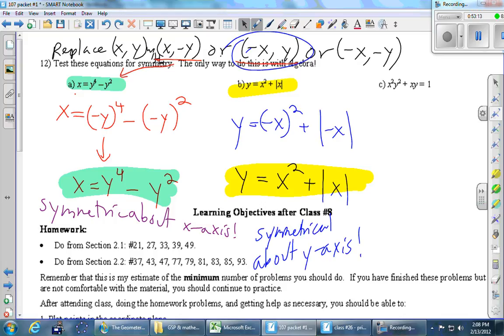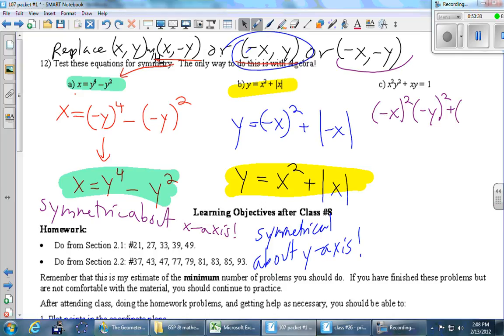So let's try this one. X becomes negative x, y becomes negative y. This x becomes negative x. It is still squared. That y becomes negative y. It is squared. Plus x becomes negative x. Y becomes negative y. 1 becomes 1. No reason to change that.